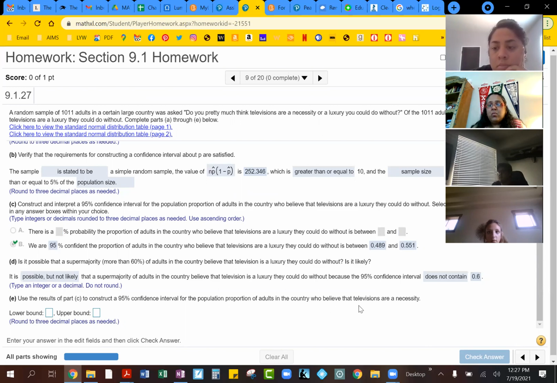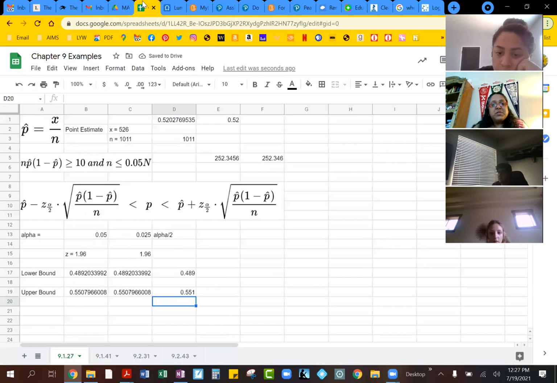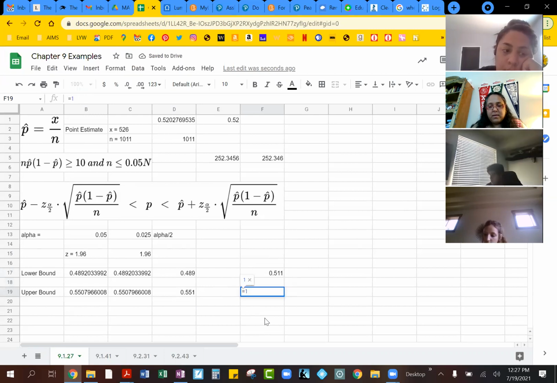Now they want to know what would be the confidence interval for those adults who think that TV is a necessity. So this is actually very simple, because this is where you just take the numbers we calculated and you will do 1 minus, because now you're finding the other half. So you would do 1 minus 0.489 for this one, and this one would be 1 minus 0.551. So this will help us come up with the other confidence interval.